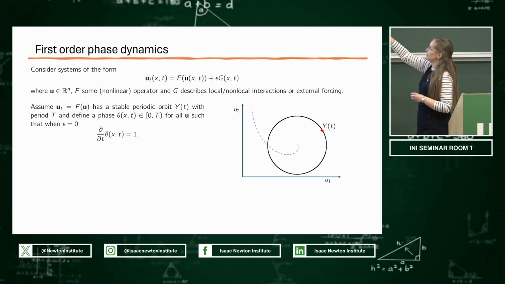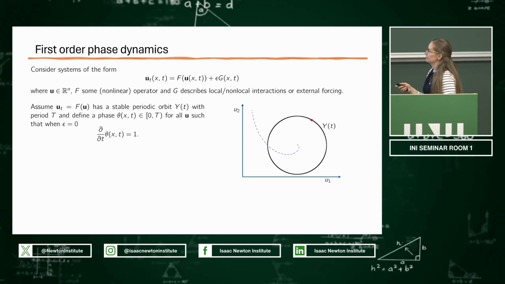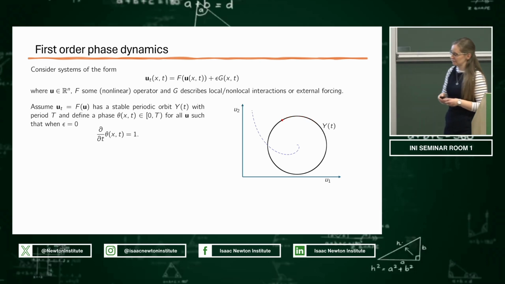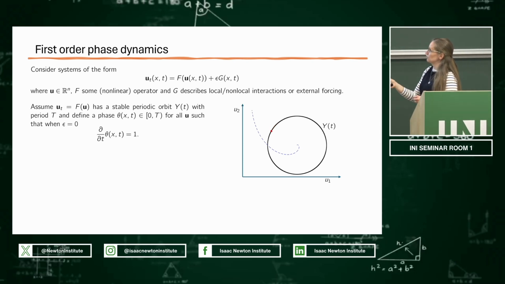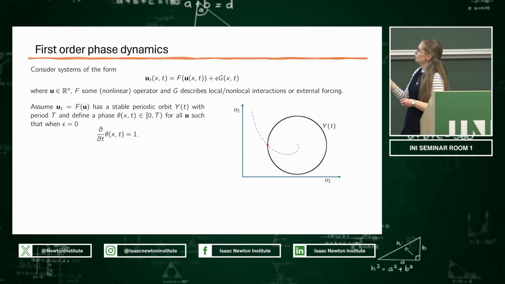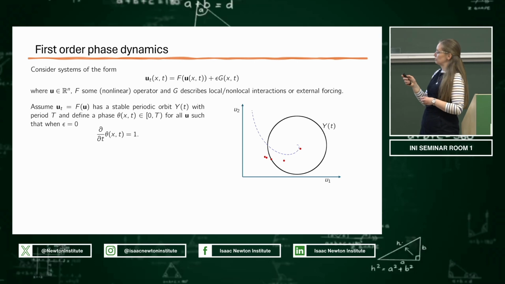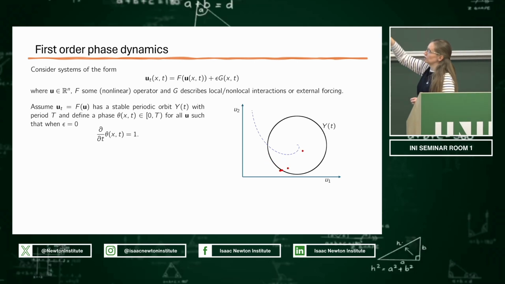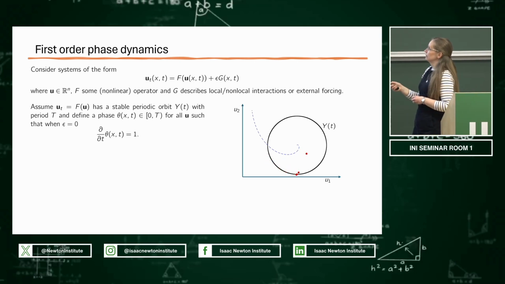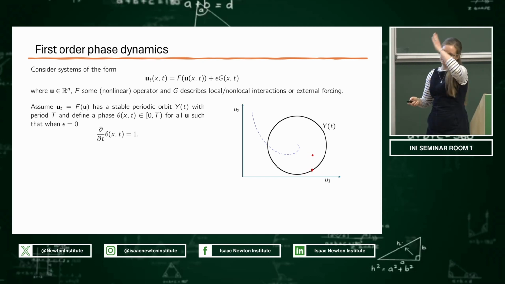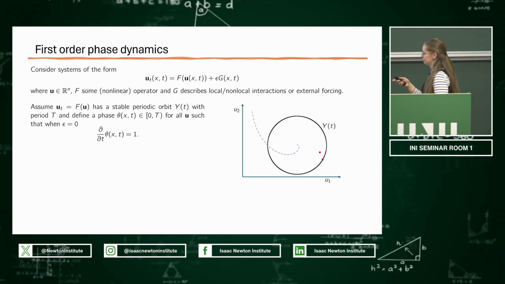So this blue line here is an example of an isochron. Points on the same isochron have the same asymptotic phase. And that asymptotic phase evolves without any input. So when epsilon is 0, if you like, the phase just is constantly increasing.